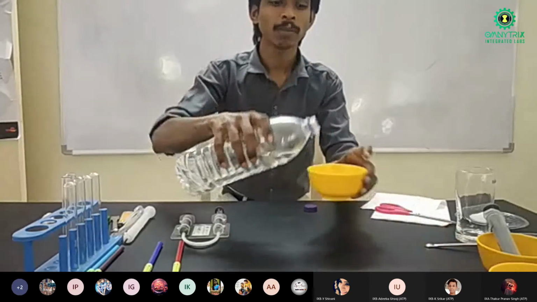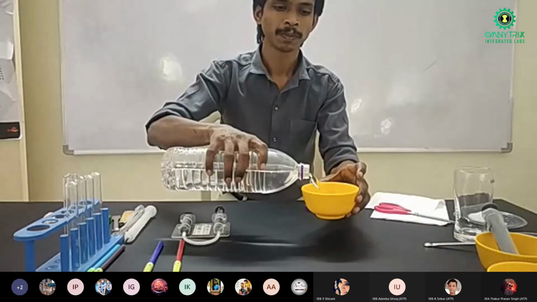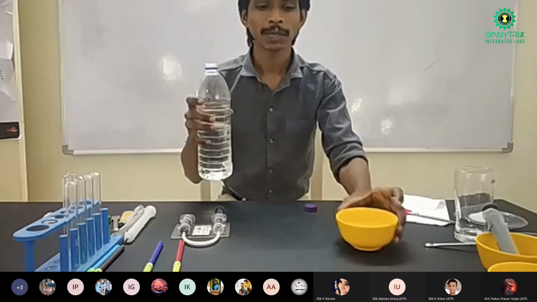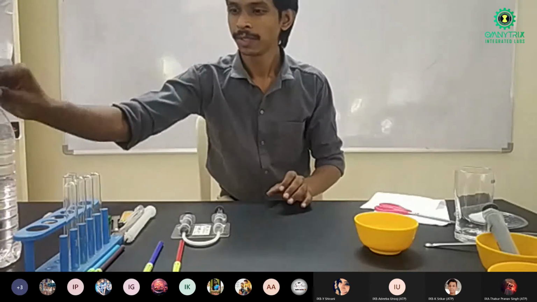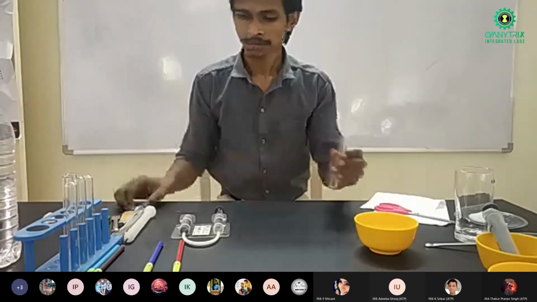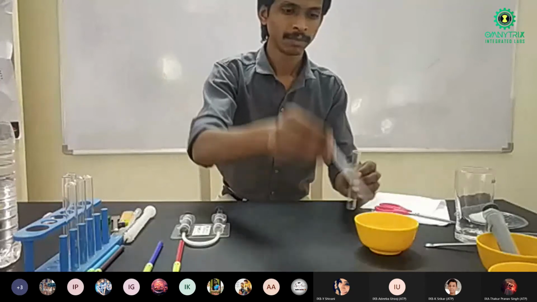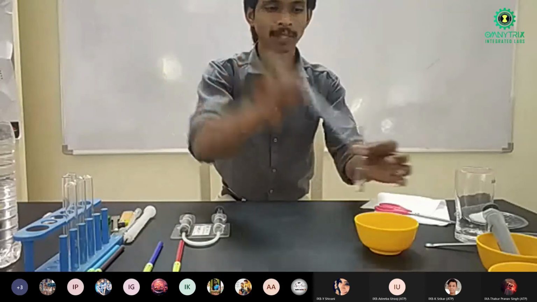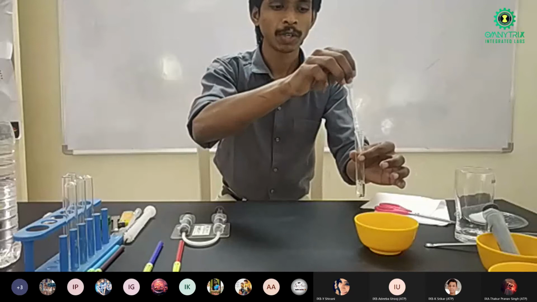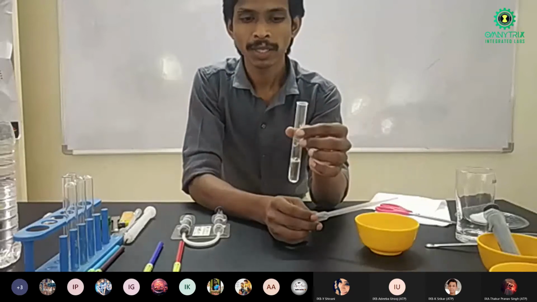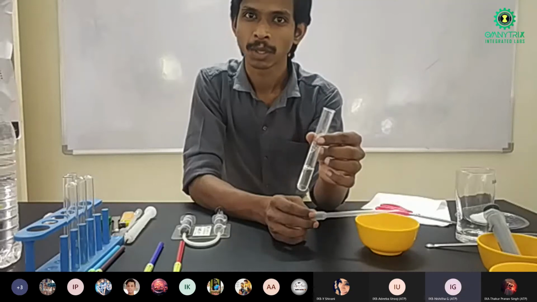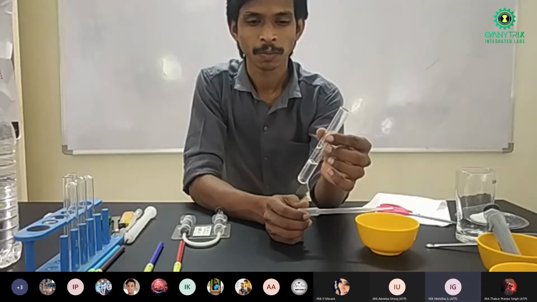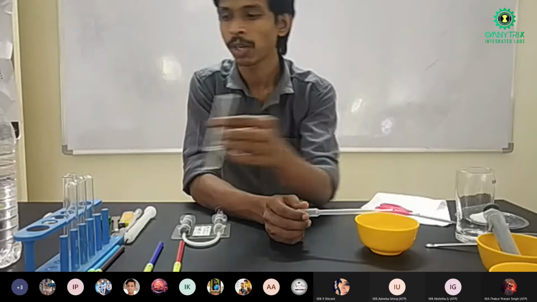What if I pour in a bowl? It is in bowl shape now. What if I pour the same liquid into this one? It is in test tube shape, isn't it? So, is there any definite shape for this water? No. There is no definite shape for this water.